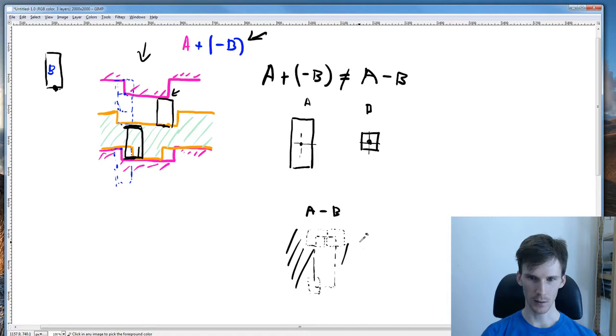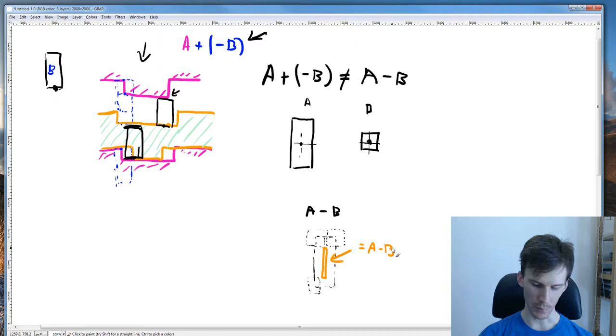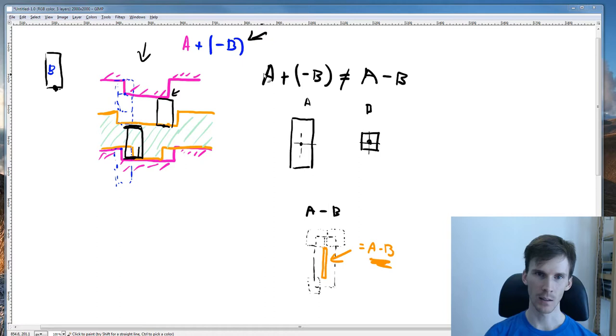And what ends up happening is you get the difference, it's subtracted, it ends up being this area here inside. So that's just subtraction. That's Minkowski subtraction, or Minkowski difference, which is different to adding the inverse. So that's quite an important distinction.